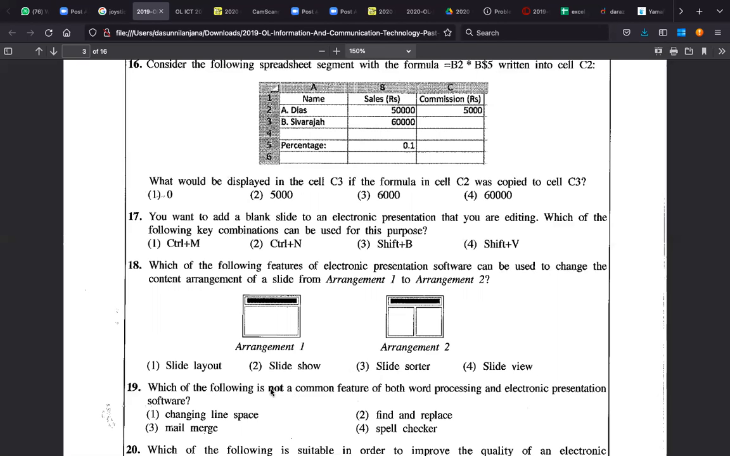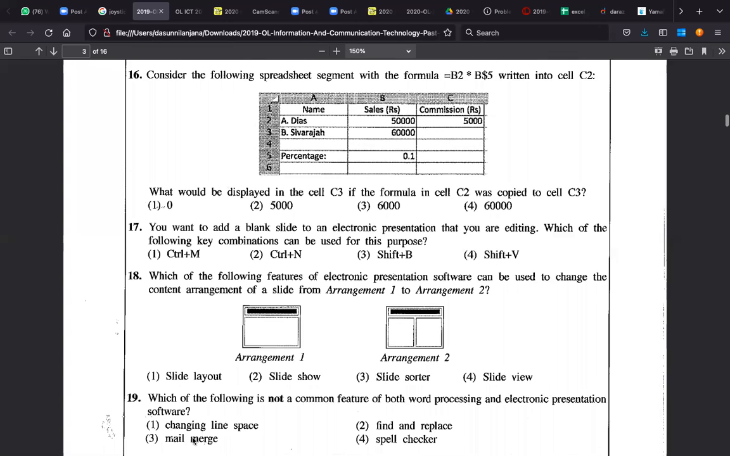Which of the following is not a common feature for both word processing and electronic presentation? Changing line space can be done in both. Find and replace can be done in both. Mail merge is only in word processing, not in the electronic presentation. Mail merge is a special feature which can be used to send multiple participants a similar template mail or letter. One template letter can be copied and sent to many people after editing. Only addresses and names change. The template is almost the same. That is mail merge.